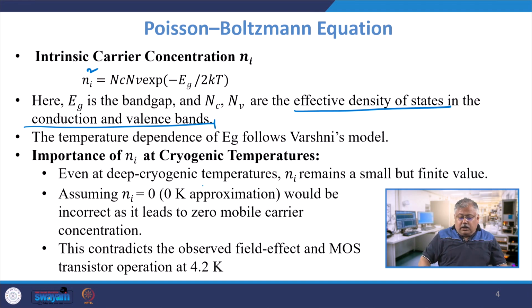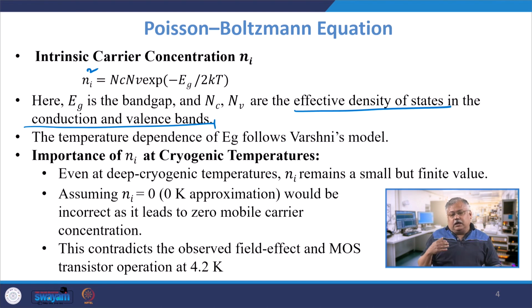Now, you know that NC NV, so what is the critical part here, the critical part which you as a designer should know, is that NC is basically the conduction band effective density of states, and NV is the valence band effective density of states. Density of states is number of states per unit volume per unit energy. So, within 1 electron volt how many states are available, right.